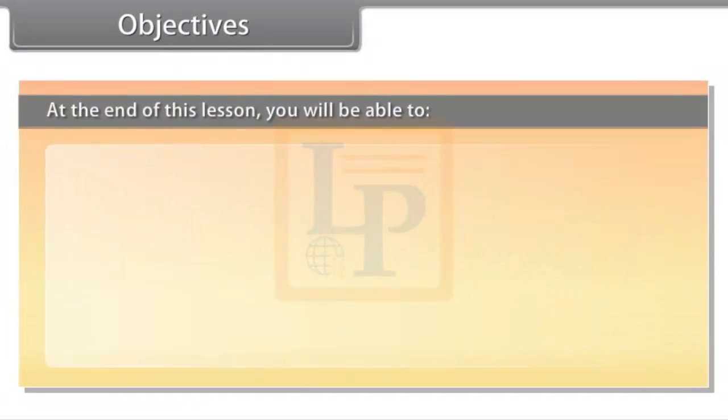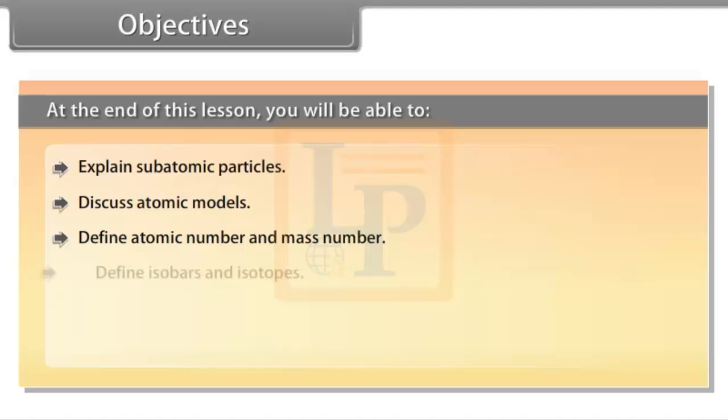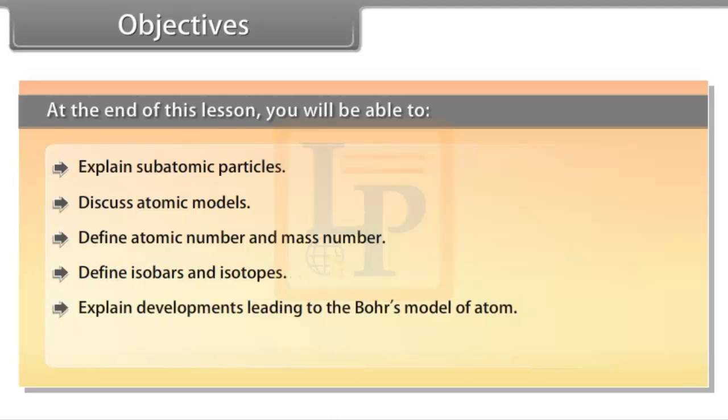Objectives. At the end of this lesson, you will be able to explain subatomic particles, discuss atomic models, define atomic number and mass number, define isobars and isotopes, explain developments leading to the Bohr's model of atom, and explain Bohr model of hydrogen.